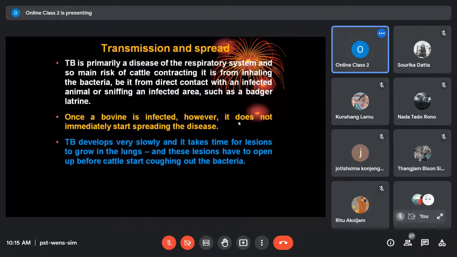And this disease, as I have already mentioned, primarily targets the respiratory system through inhalation. But it doesn't mean that it affects only the respiratory system.